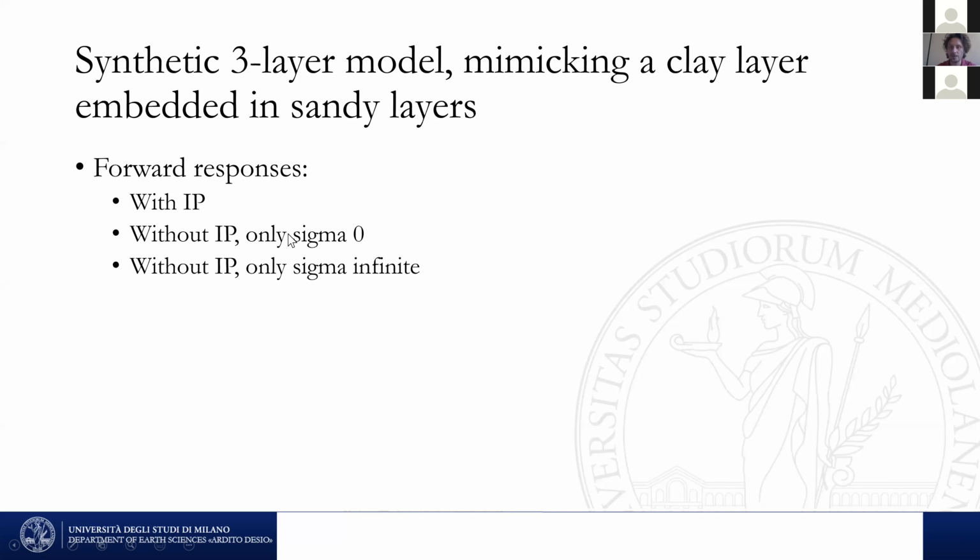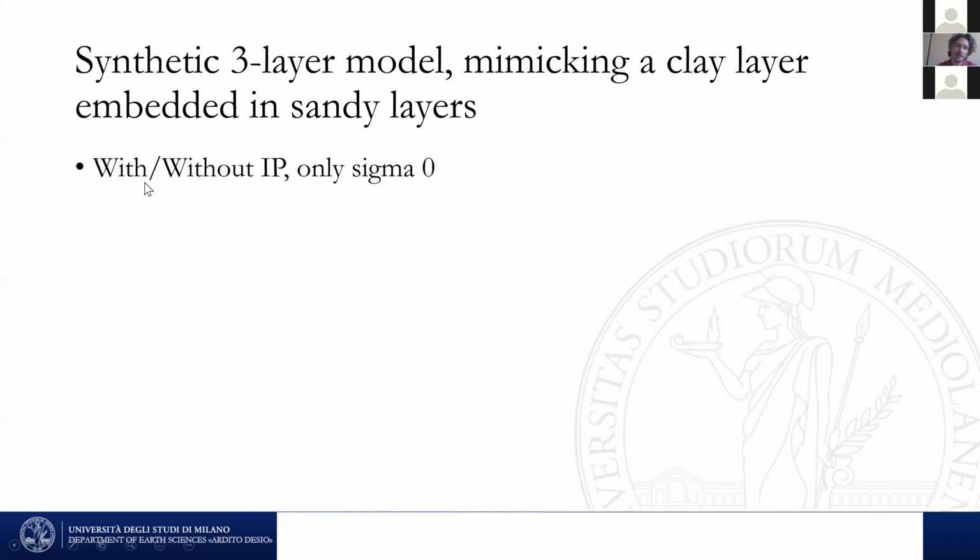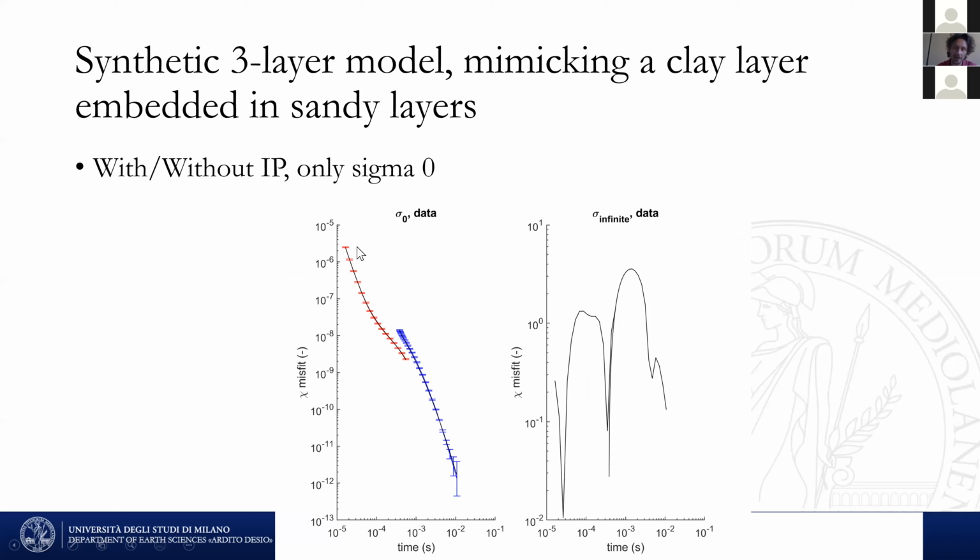So instead of using the DC conductivity, we use the infinite frequency conductivity. So the idea is, are the forward data with IP and without IP the same, or do they differ significantly? Let's start with the comparison with and without IP, comparing with only the DC conductivity. So here we have the data in dBdt for the SkyTEM system. Sorry, here there is a typo.